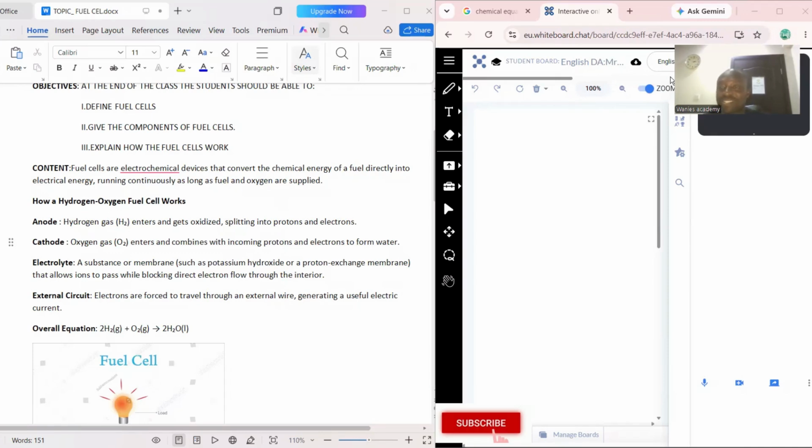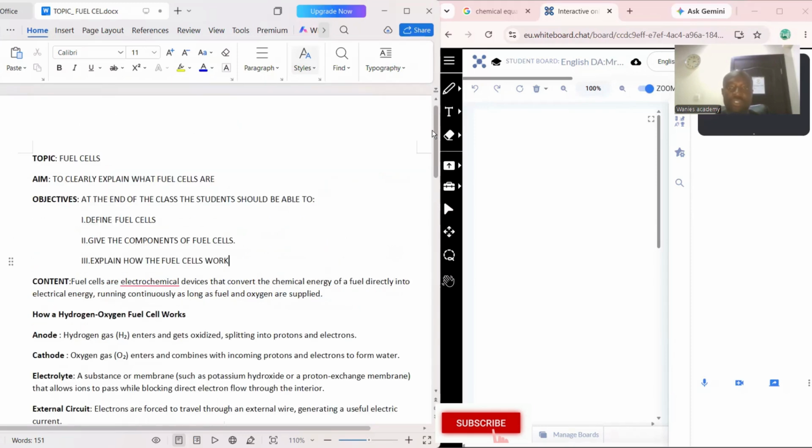In our chemistry class today, we have a topic to consider, and that topic is fuel cells. Again, the topic we'll be considering in today's chemistry class is fuel cells. I have an aim outlined for this class. The aim is to clearly explain what fuel cells are. Then I also have objectives outlined for this class.